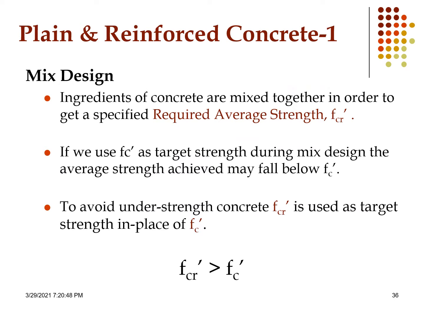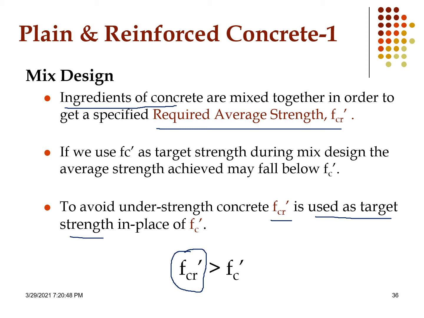Now mix design for concrete. Normally the ingredients of the concrete are mixed together in order to get a specified required strength. To avoid understrength of concrete, this required strength is set as a target strength. Normally that f'cr, which is basically the required strength or target strength, needs to be greater than the compressive strength f'c.